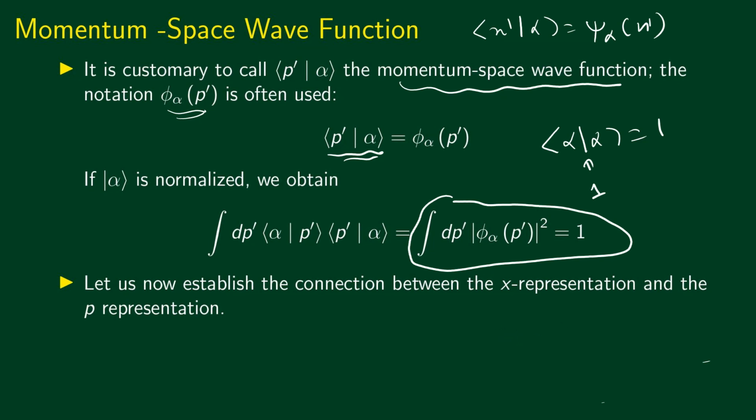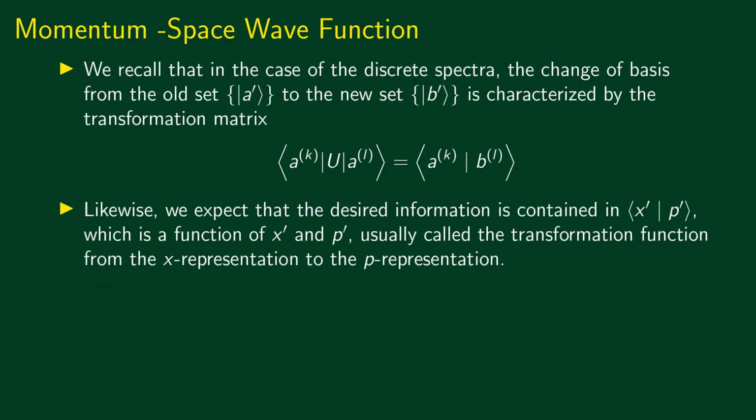So we now have two representations, the x representation and the p representation. We should be able to go from one basis to the other. So let's now establish the connection between the x representation and the p representation. In the case of discrete spectra, we saw that the change of basis from an old set ket a prime to the new set is characterized by the transformation matrix bra a k u ket a l is equal to bra a k ket b l. Here u was the unitary operator that takes us from the old set to the new set.